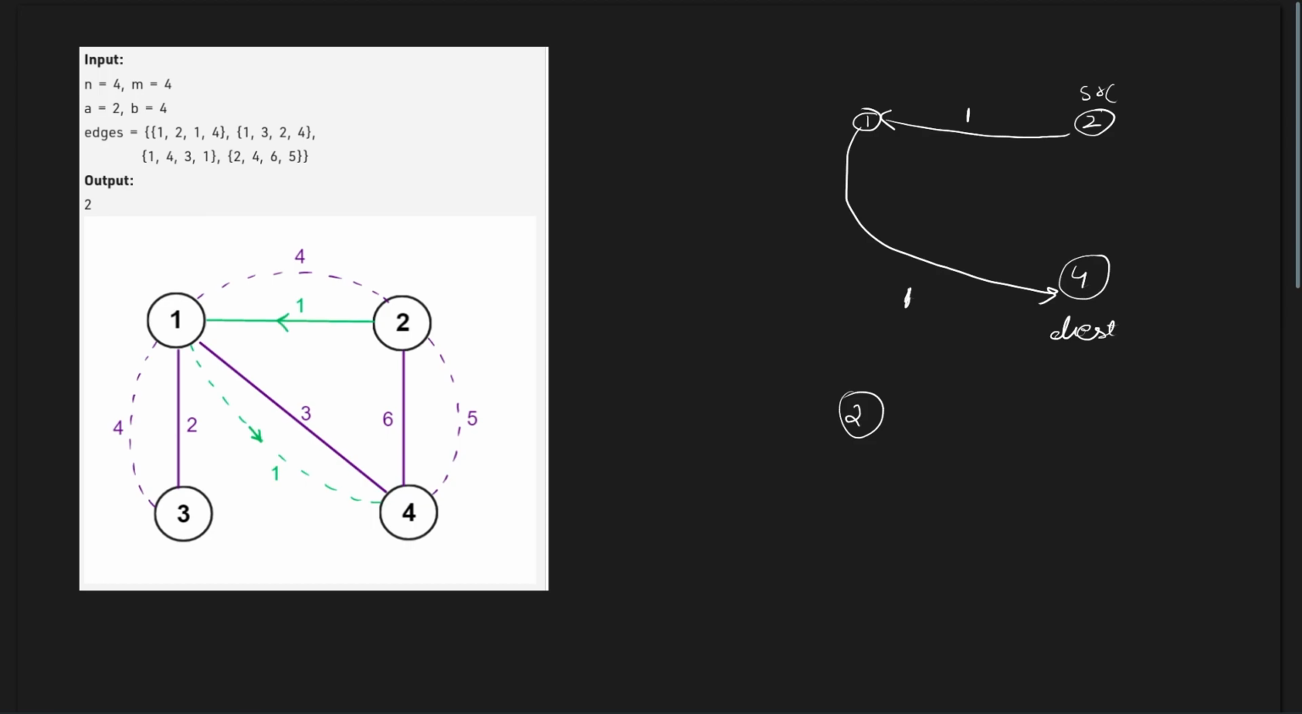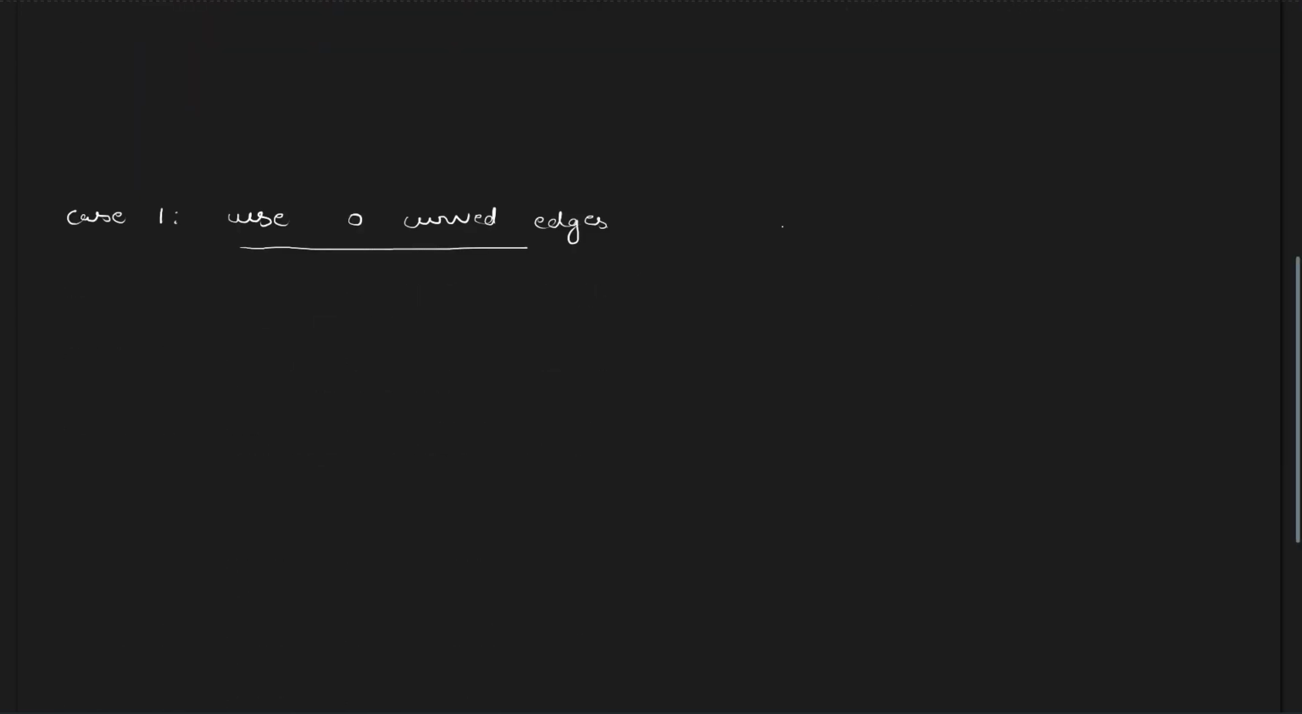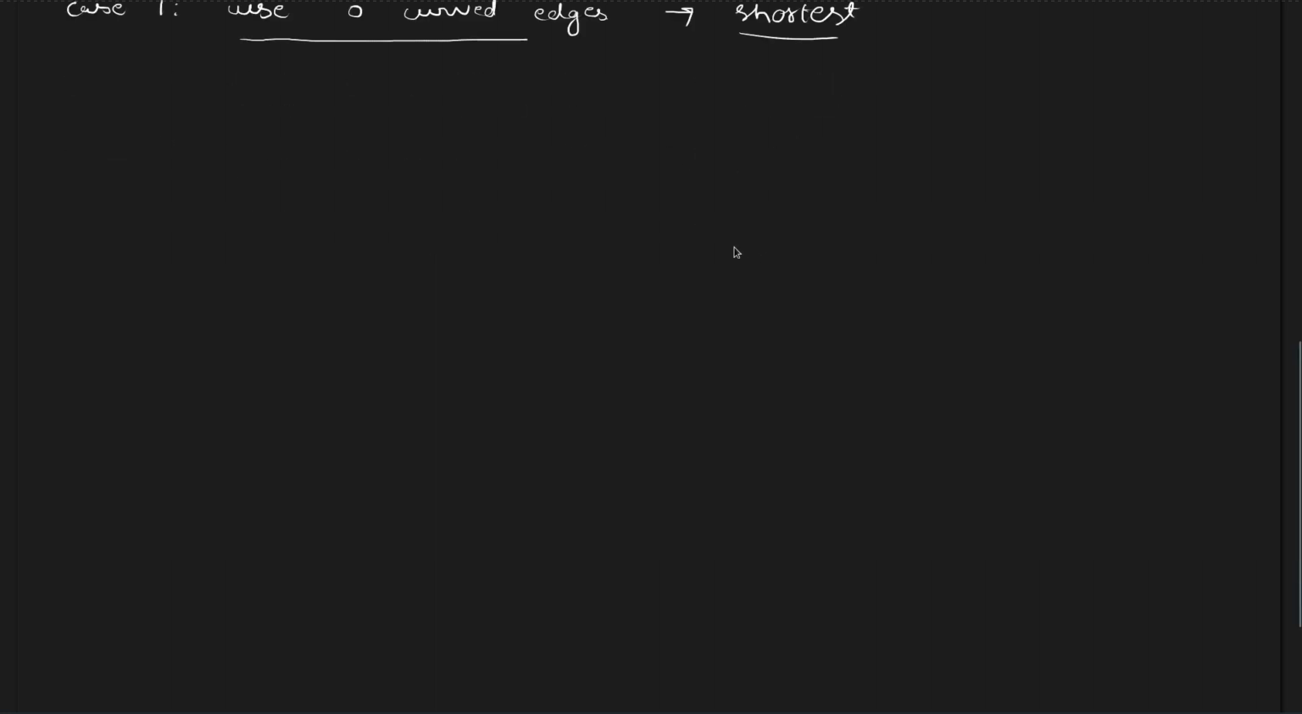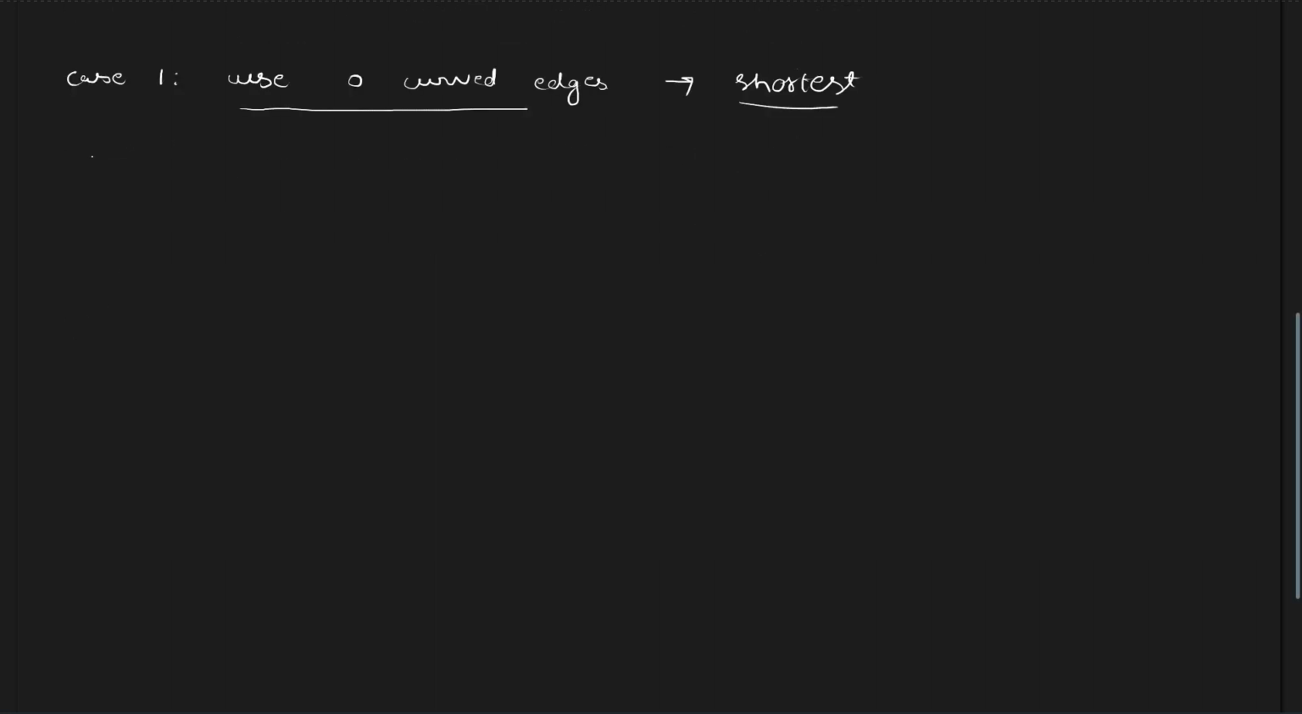And this problem can be easily solved with any shortest path algorithm such as Dijkstra's algorithm, right? So case 1 is easily solvable. You can solve it using shortest path algorithms. One such algorithm is Dijkstra's algorithm, right? So case 1 is very sorted. Now we have case 2, use one curved edge, right? And these are the only two cases that we will have in our problem.